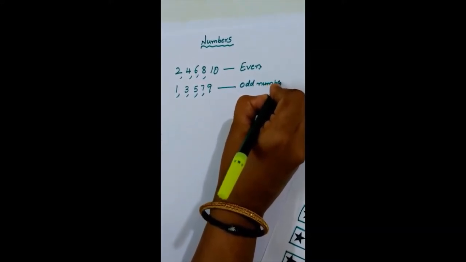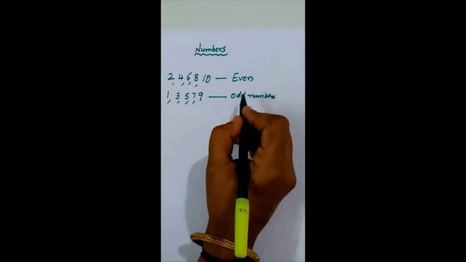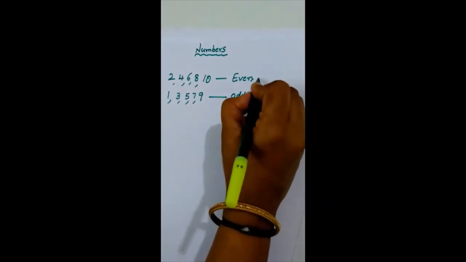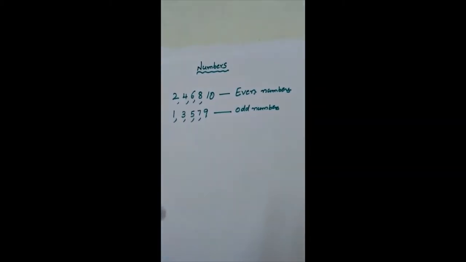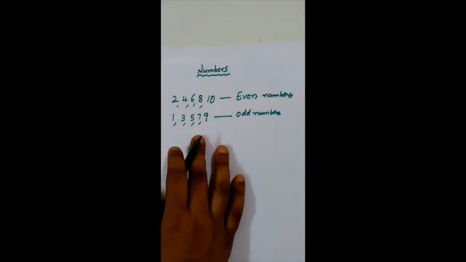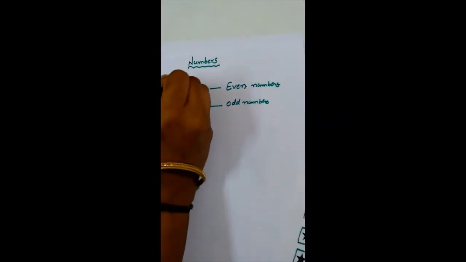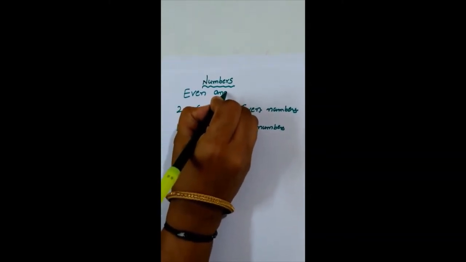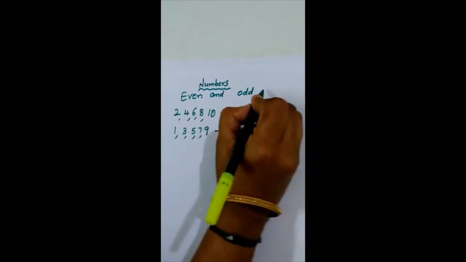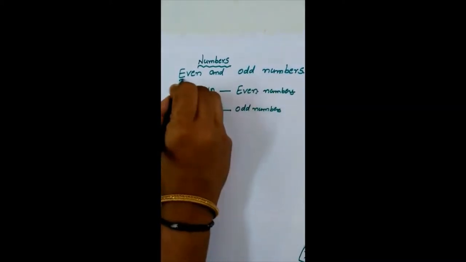So, based on the pairing, we can differentiate the numbers into two different kinds: even numbers and odd numbers. So today we are going to learn more about even and odd numbers. So what is the topic name, children? Even and odd numbers.